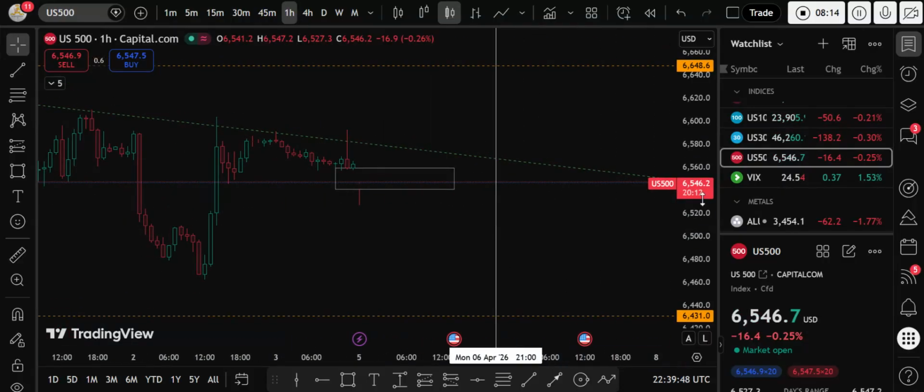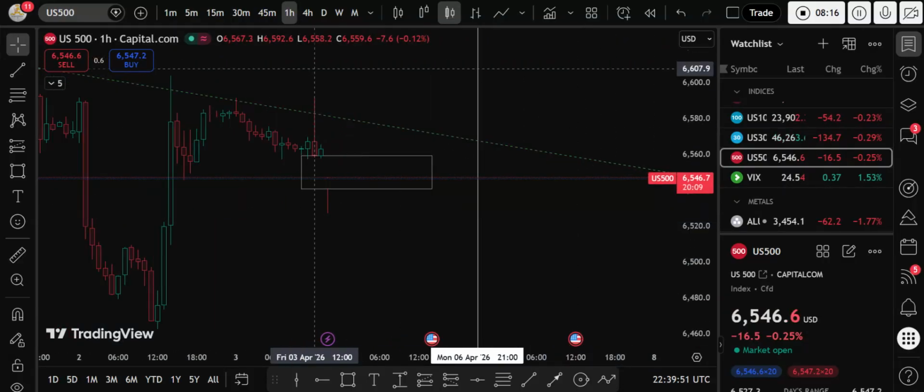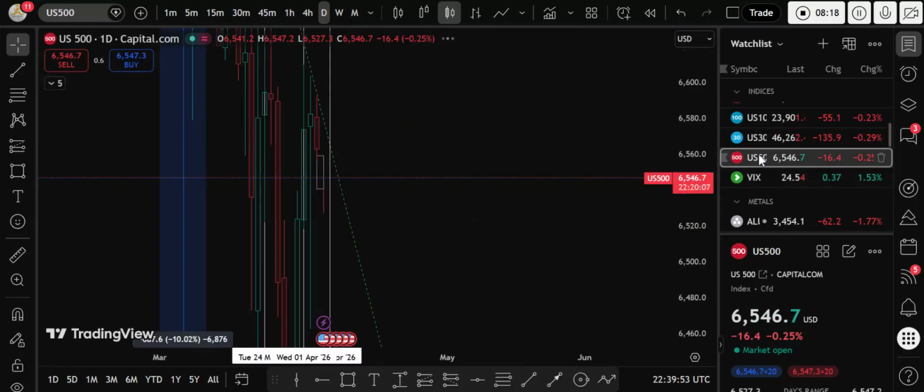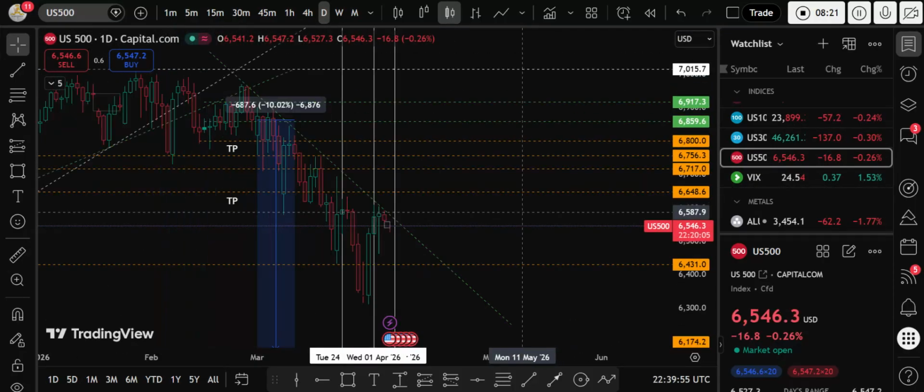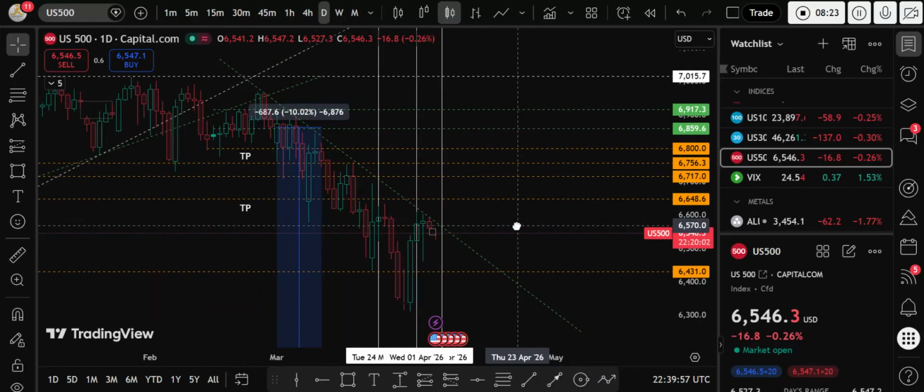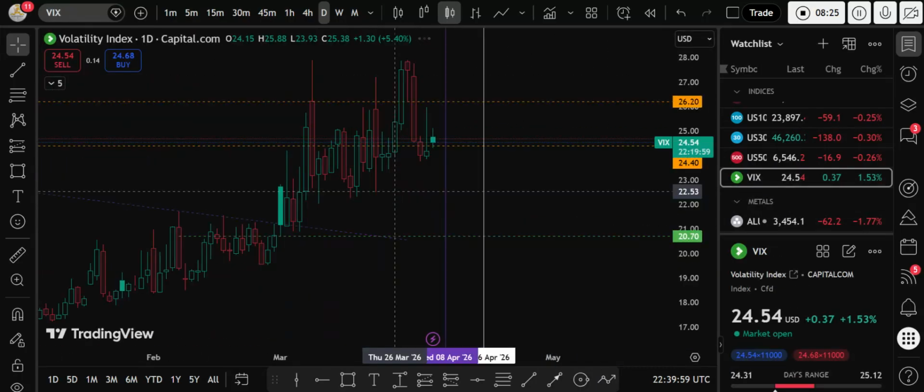Yes, okay. So there is a gap. Let's go back to the time frame. So that's always it. And the next thing I will do is the VIX.